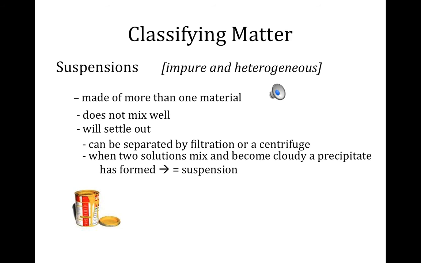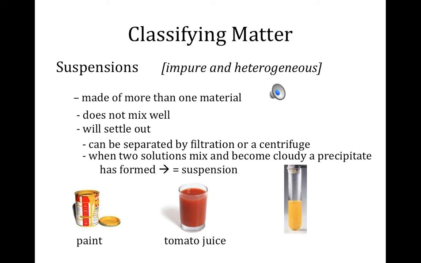So there's paint, and there is tomato juice. Some people like that stuff. Ugh. And here's a precipitate you made probably at some point in high school. There's lead II iodide. And so it's gone cloudy. You can't see through it.